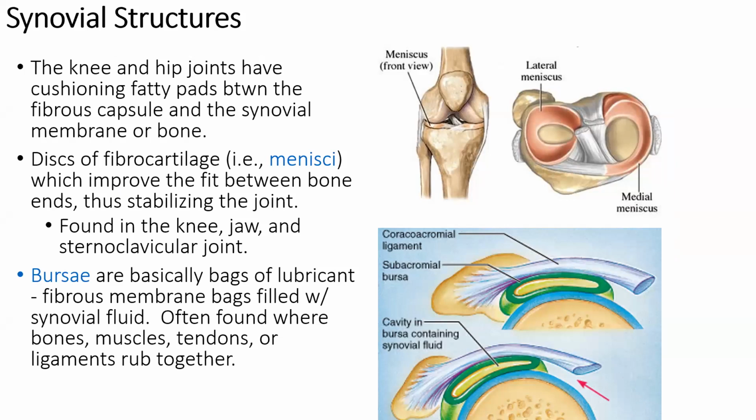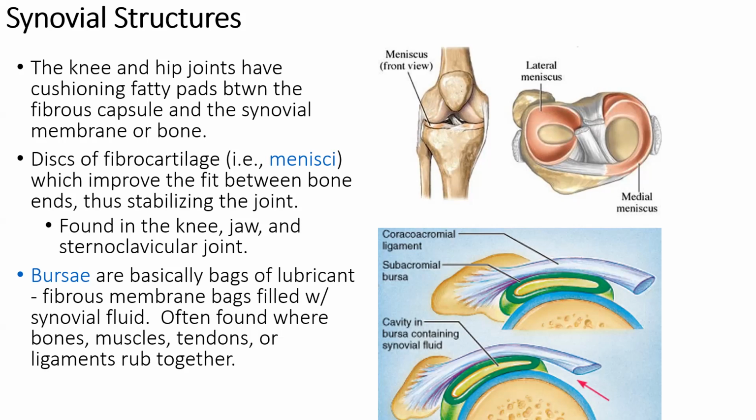Now, one other thing that we have to protect us in these synovial joints, in particular, where we're going to have the risk of great friction, we have pads. We have specialized pads to protect the bones. We call these pads a meniscus. And this is a meniscus right here. These are pads that we find in our knee, for example, but we also have them at our mandible, and we also have them where the sternum and the clavicle come together.